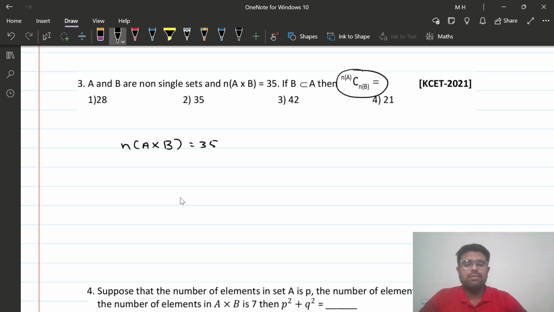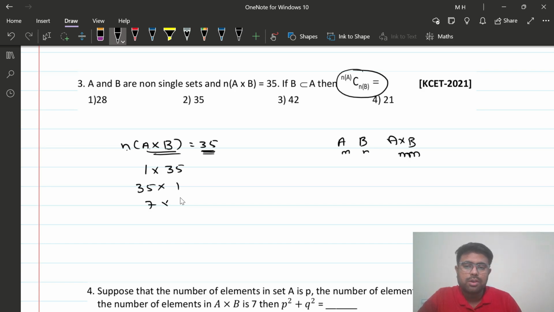So before beginning with that, why did they give that these two are non-singleton sets? I'll tell you why. See, n of A cross B is equal to 35, right? If I have to factorize 35, as I told you earlier, if A has m elements and B has n elements, then A cross B will have m into n elements. So A can have 1 element and B can have 35 elements, 1 into 35, or it can be 35 into 1. The other possibility is 7 into 5 and then 5 into 7. So these are the only possibilities.